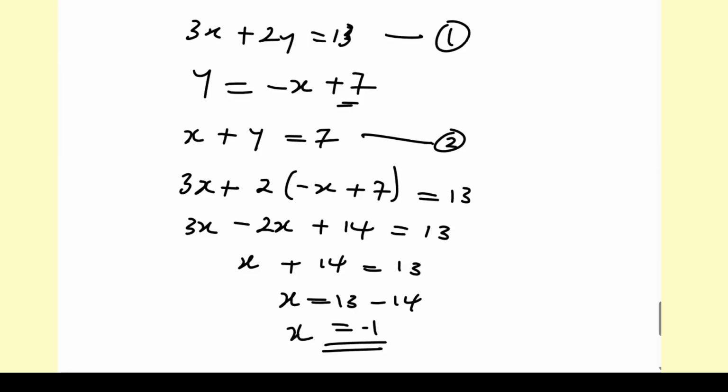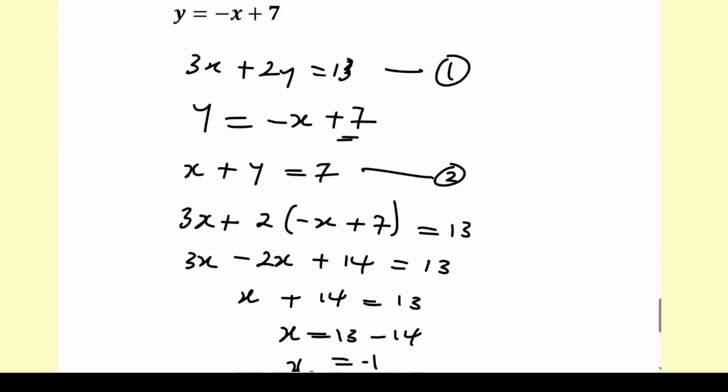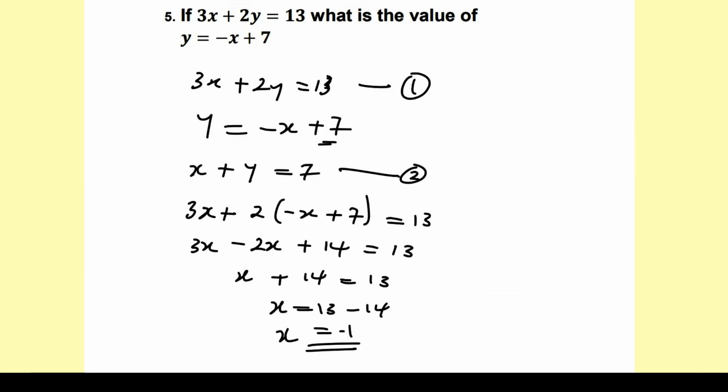So now since we have x as minus 1, that means we fix it here, and we get our final answer to the question. So let me just draw a line here to complete the question. So y is now equal to minus x plus 7.